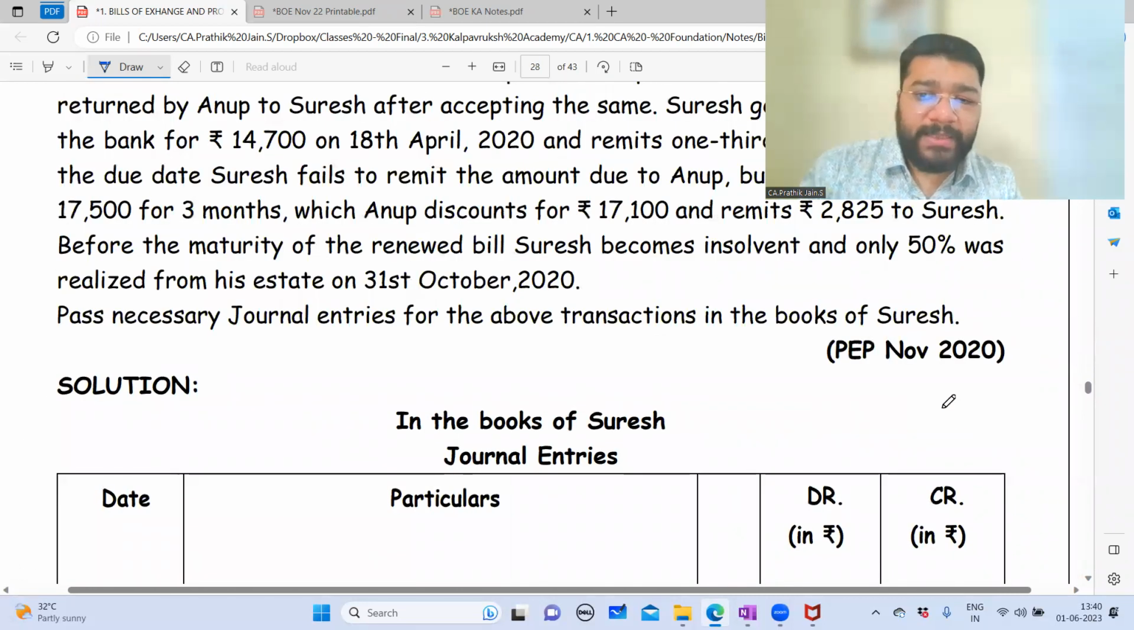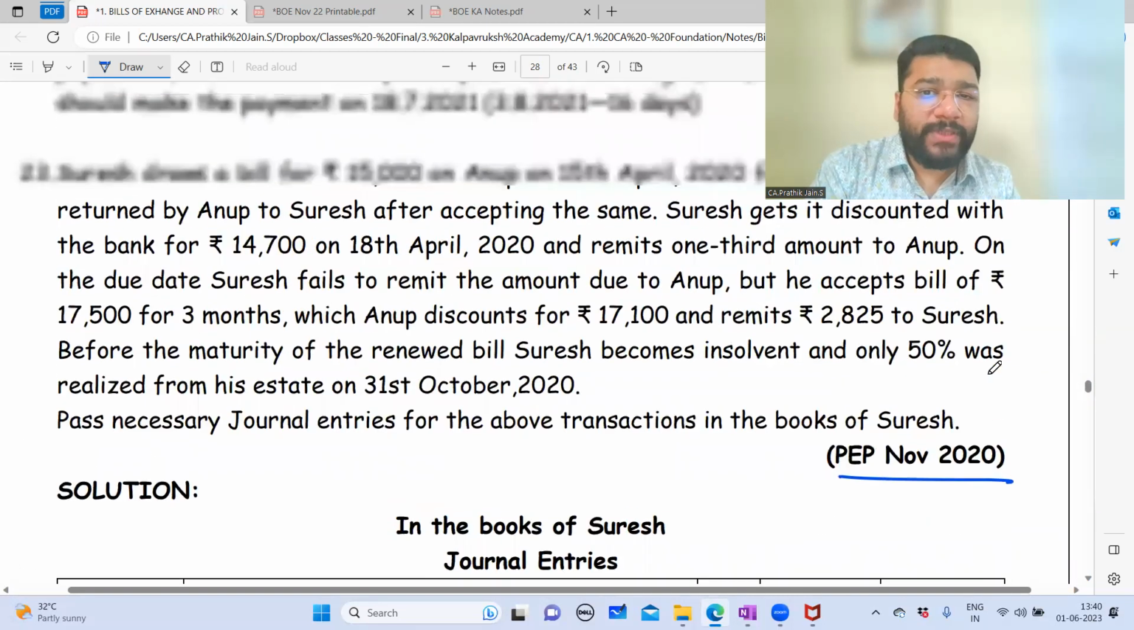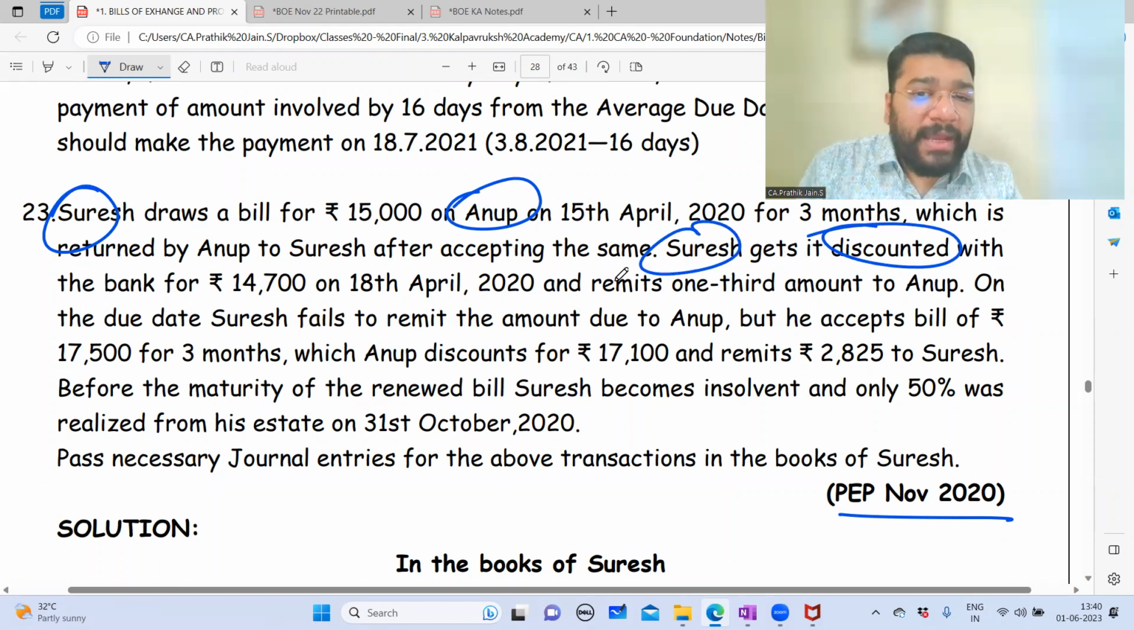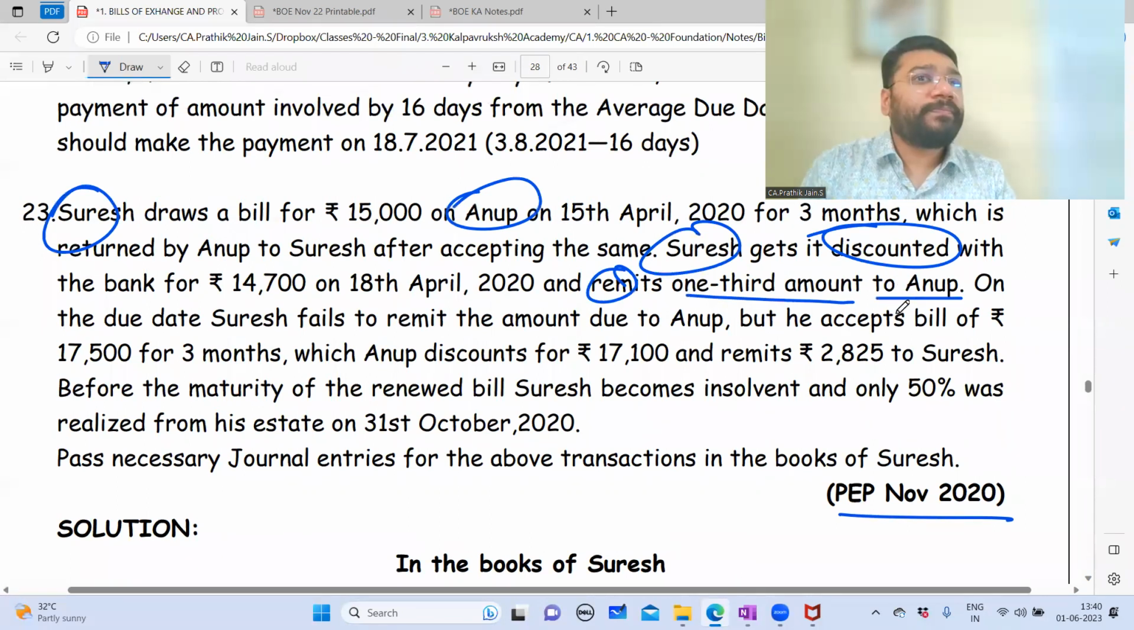Twenty-third question is your past examination November 2020 question. See, if you see in this question, it says that Suresh has drawn a bill on Anup. Suresh is getting this bill discounted, and he's remitting 1/3 to Anup. So he's giving how much to Anup? 1/3 to Anup. So balance 2/3 is with whom?